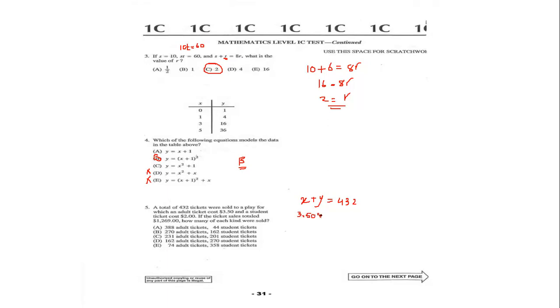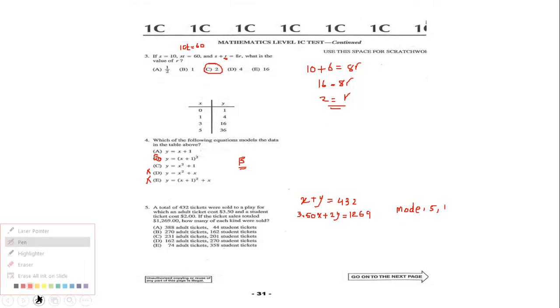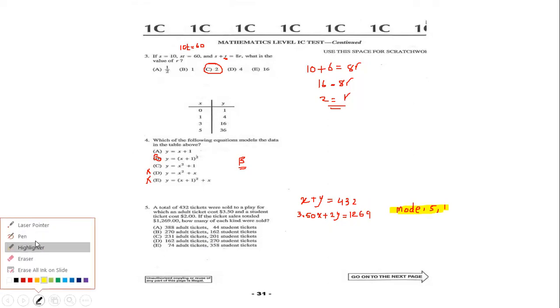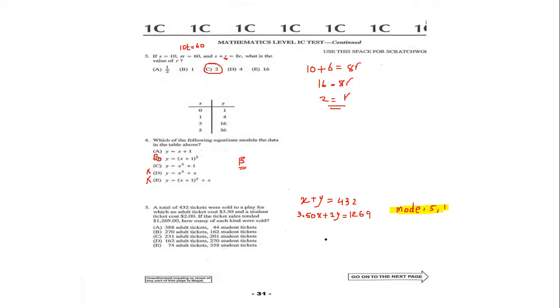3.5x plus 2y equals 1,269, and then by using your calculator, which is mod 5.1, you can find the answer. We put 432, 3.5, 2, 1,269, equal. It will give you the answer. It asks you how many of each, so find x and find y. Who has a calculator? x is 270, and y is 162. The answer is B. So the answer here in question number 5 is B.